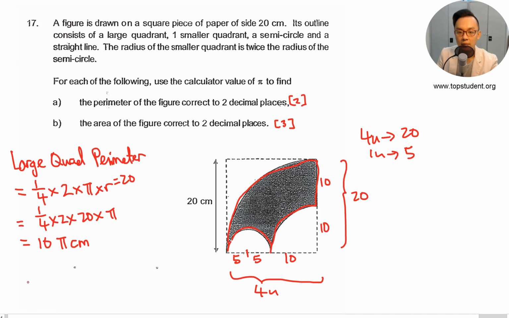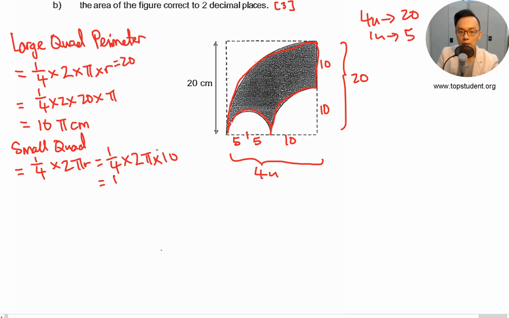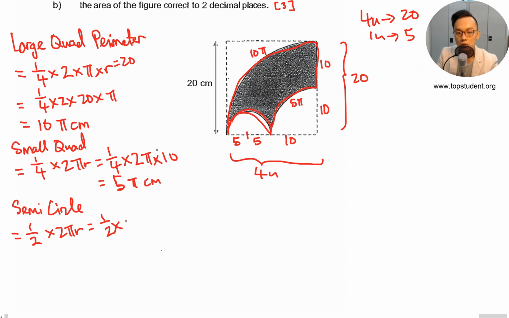So this 10 pi cm, so I want to find my small quadrant. Quadrant is always 1/4 times 2 pi r, equals 1/4 times 2 times pi times r, and r is 10. So it's equal to 5 pi cm. So this is 10 pi, this is 5 pi. Now I'm going to find this semicircle. Semicircle is half times 2 pi r, equals half times 2 times pi times r, and r is 5. So it's also 5 pi cm.